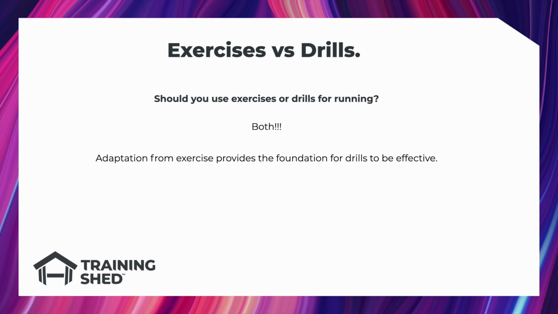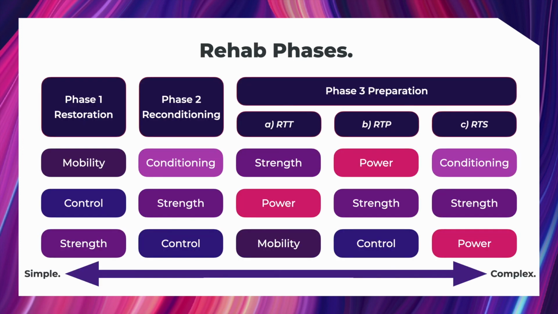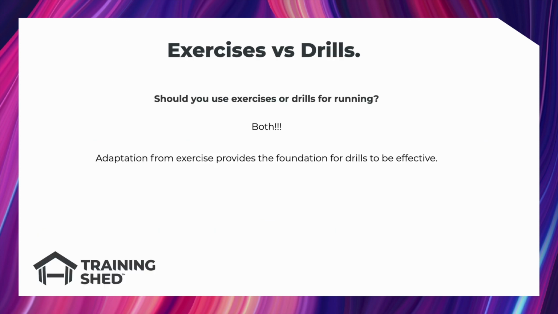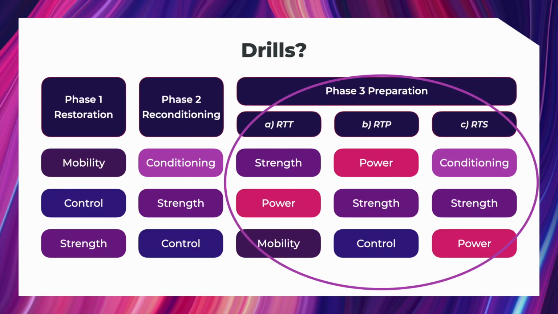We just mentioned exercises and drills. Should we be doing exercises or drills for return to running? The answer is we should be doing both. The exercises provide the foundation on which drills can be effective, but it's about implementing them at the right time. Exercises, as we discussed previously, we do throughout, from phase 1 all the way through to 3C. But where do we introduce the specific drills? I'd introduce them in phase 3, 3A all the way through to B and C.